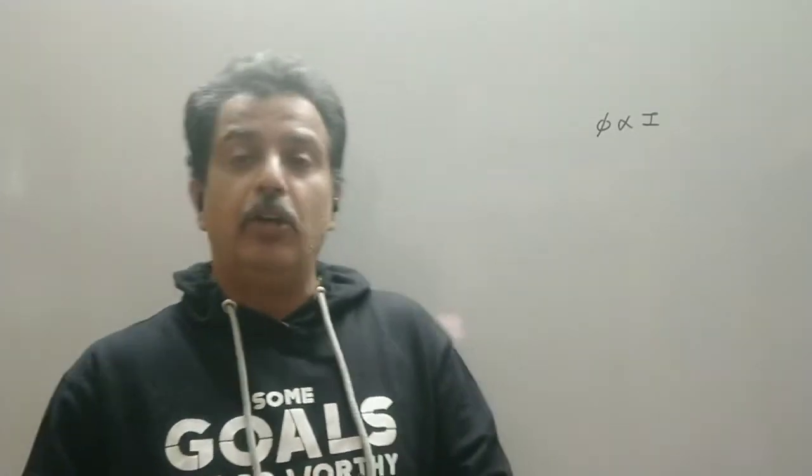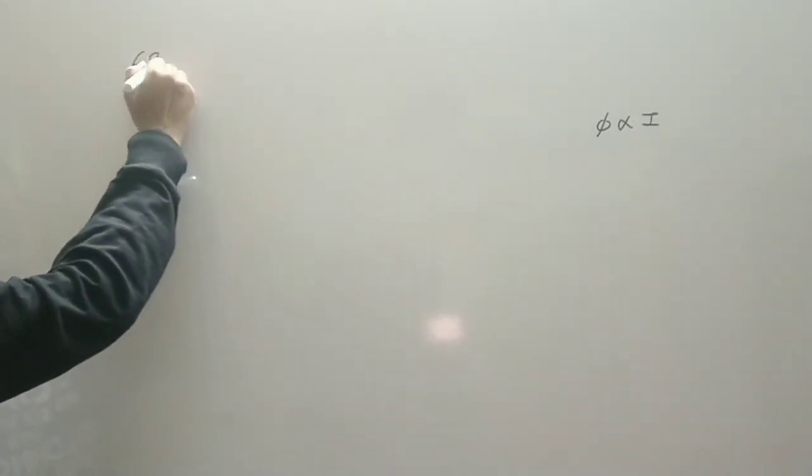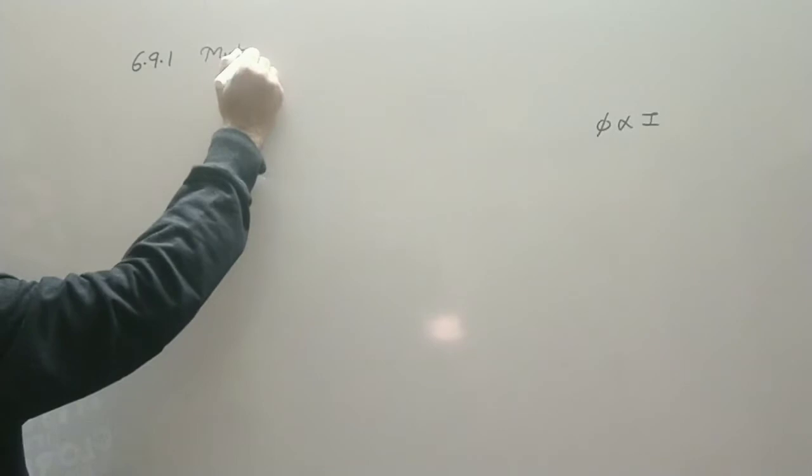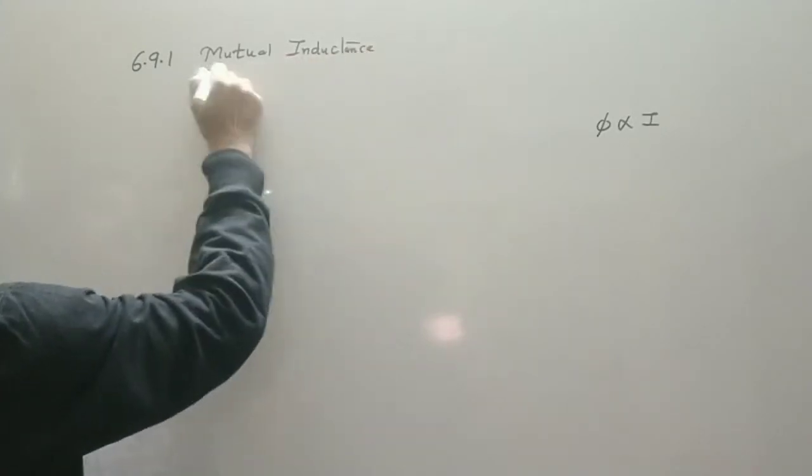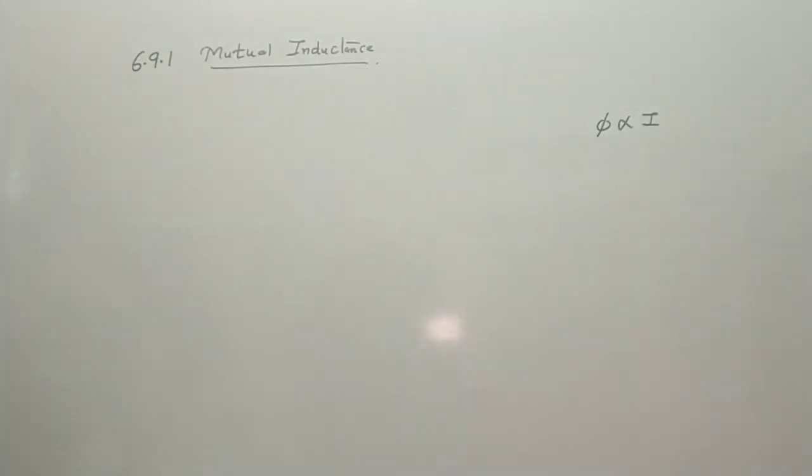It is also possible that when the current is varied in any one coil, the magnetic flux is linked with the coil itself, and the variation in magnetic flux induces a current in the coil itself, which is known as self-inductance. We will study mutual inductance in detail today, that is topic number 6.9.1, mutual inductance. As indicated, it is a system of any two coils or any two solenoids. We take an example.